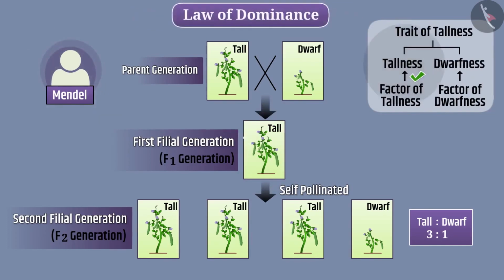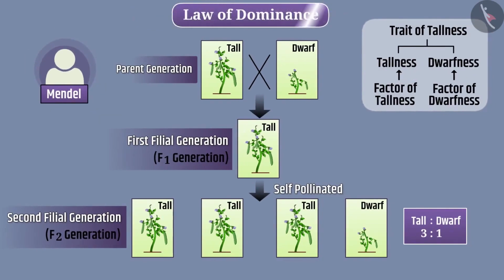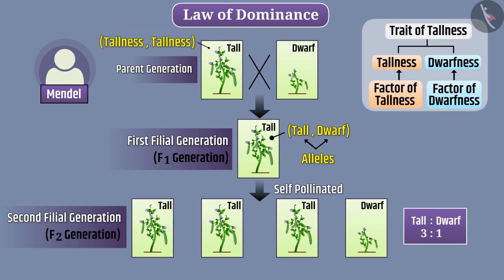With this understanding, Mendel proposed the law of dominance, according to which, in every individual, the characters are controlled by factors. Due to the involvement of two parents in sexual reproduction, factors are found in pairs. There are different forms of a trait, so the factors of that trait also have different forms. These are called alleles. The alleles in a pair of factors may be similar or different.